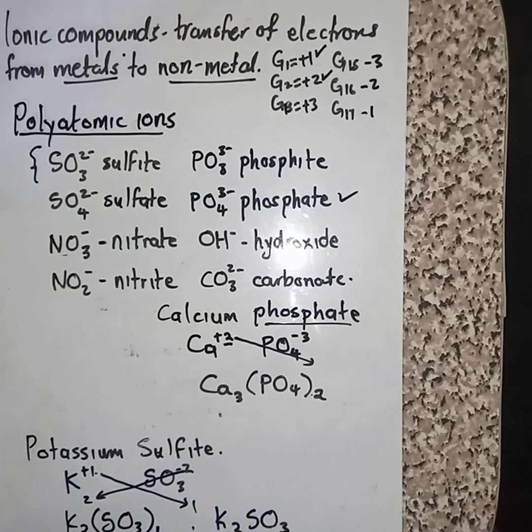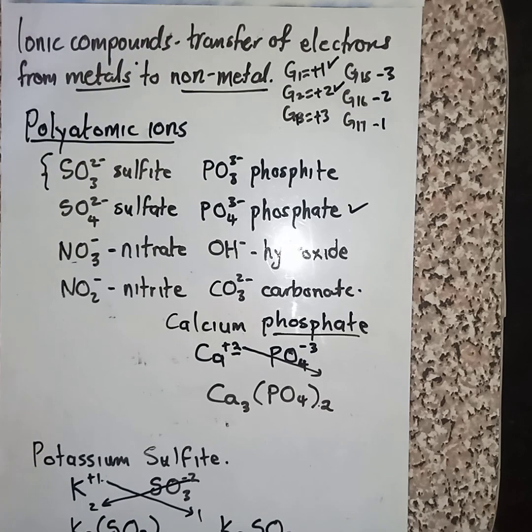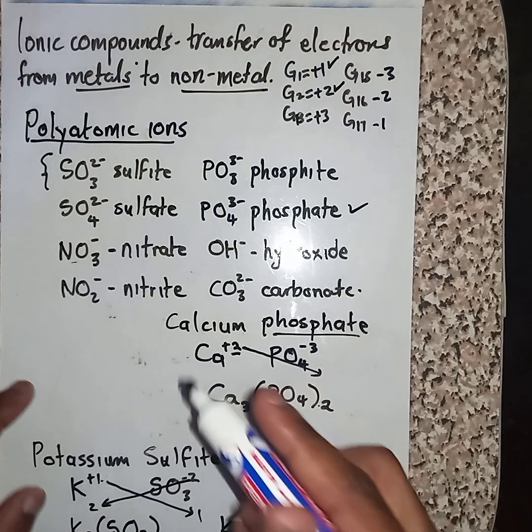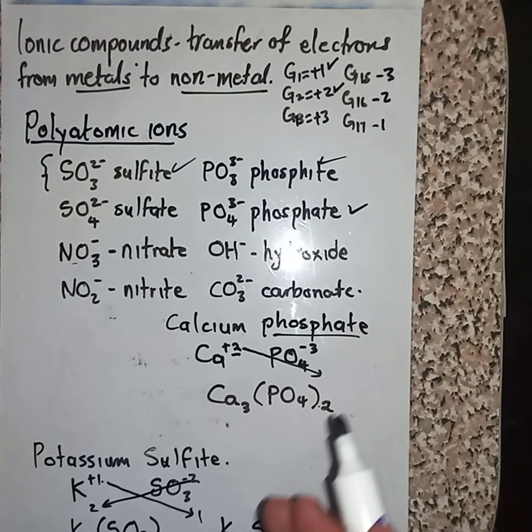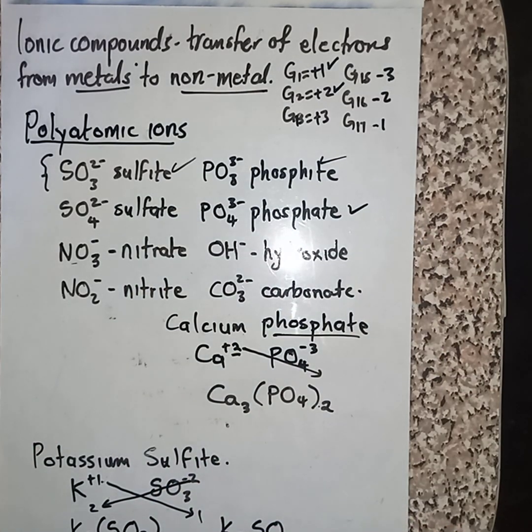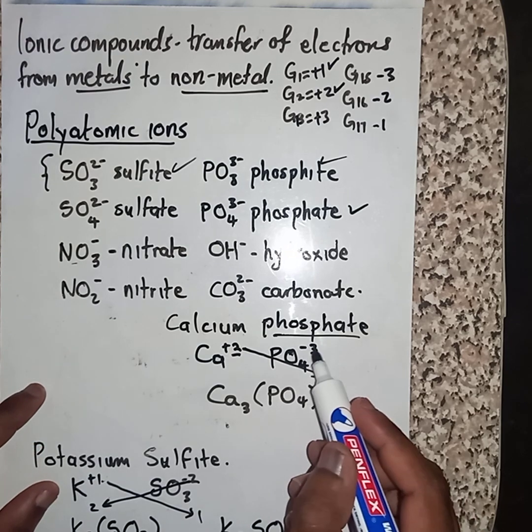See, it's so simple. The first thing that you should know for polyatomic ions on how to write the chemical formula is that you must memorize those polyatomic ions. You must know them for you to be able to tackle such questions.